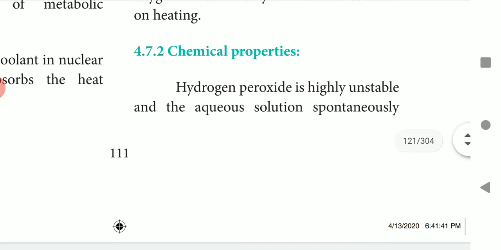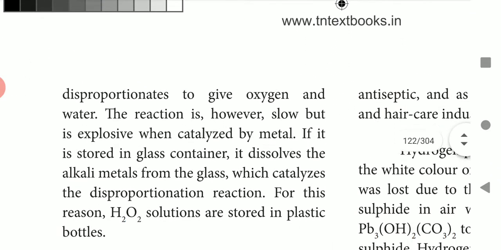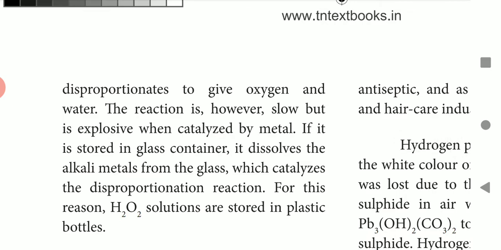Chemical properties. Hydrogen peroxide is slightly unstable, and the aqueous solution spontaneously disproportionates to give oxygen and water. So spontaneously it gets oxidized and reduced to give oxygen and water. This reaction is very slow, but it can be explosive and is catalyzed by metals. If it is stored in a glass container, it dissolves alkali metals from the glass, which catalyzes the disproportionation reaction. For this reason H2O2 is stored in plastic bottles.